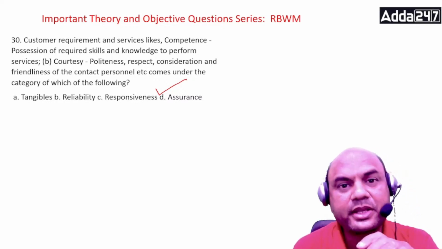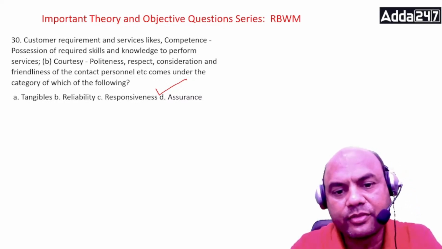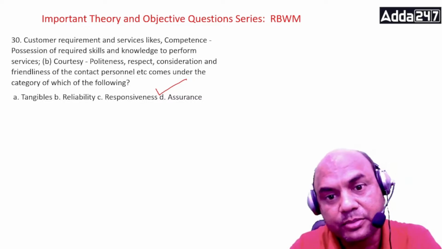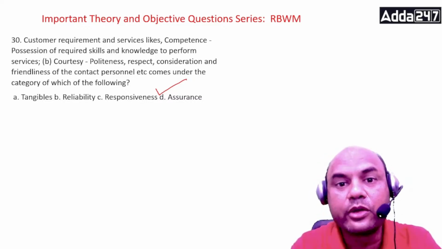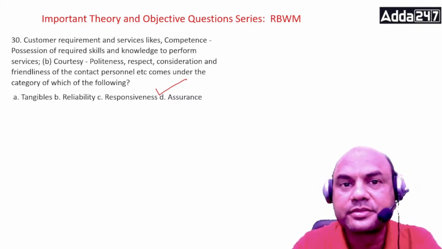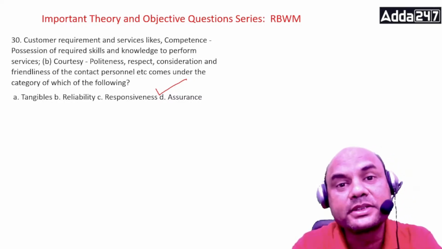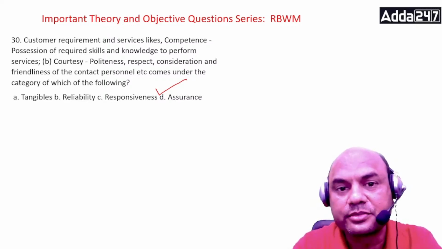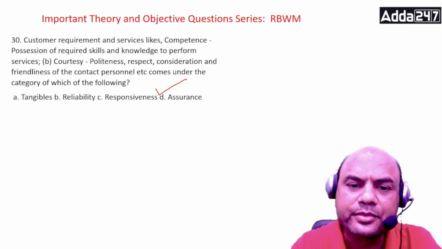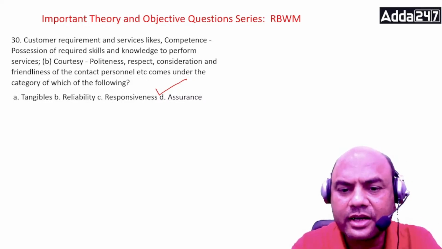See here, assurance basically has two parts. One is competence and second is courtesy. Both of them are required. Means you must have the knowledge also and you must be polite also. Both the things. Plus there is credit worthiness, whether the customer should trust you. But credit worthiness comes from your competence, knowledge, right?